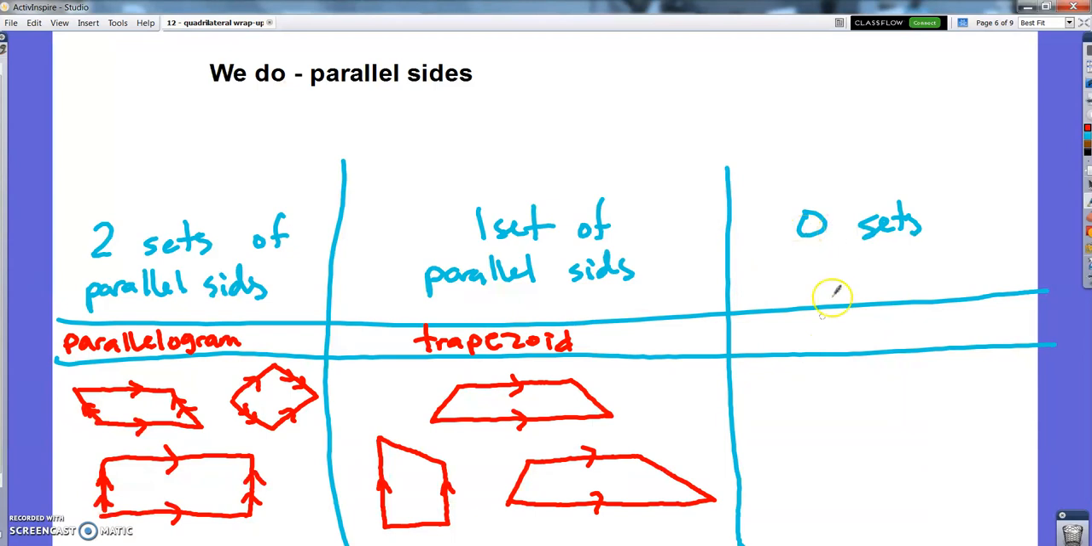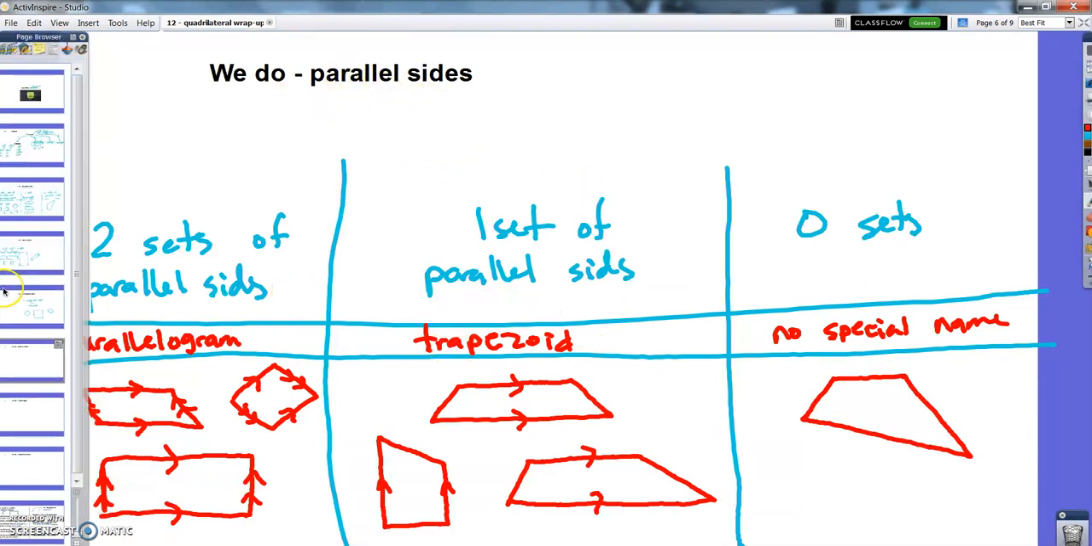And if they have no sets of parallel sides, they get no special name. I don't know why not. They're just quadrilaterals. See, these are always hard for me to draw. There's one. No special name for that. There are no parallel sides, so it is not any of those things. Okay, so that's if you name them by their parallel sides.